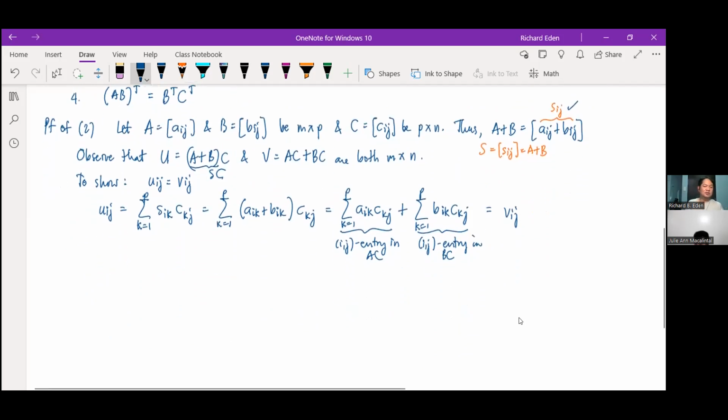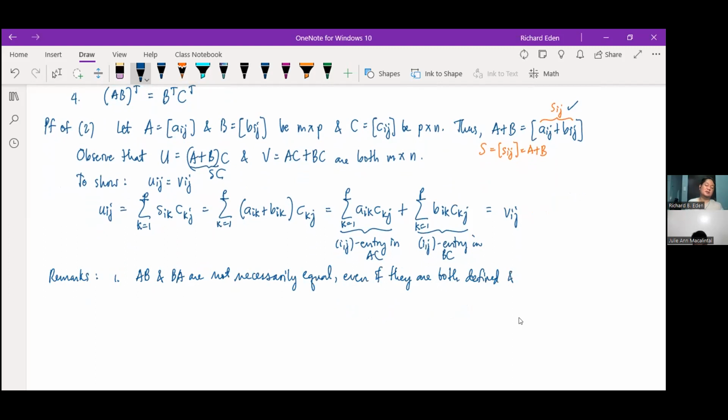Okay. So some remarks about matrix multiplication. Number 1, AB and BA are not necessarily equal, even if they are both defined and have the same size.